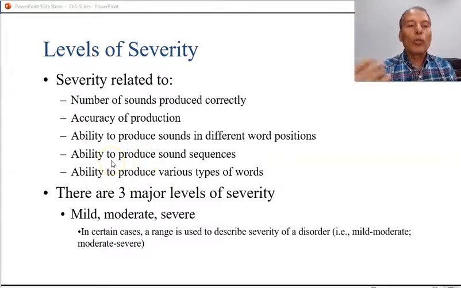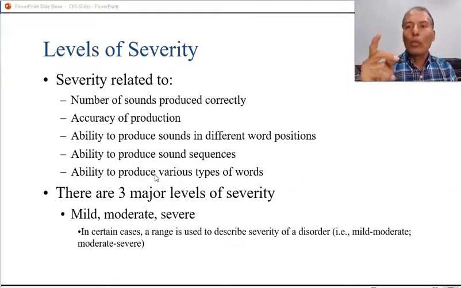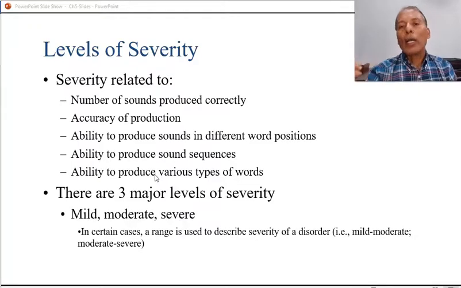So also we look at the ability to sequence sounds, to produce them in the right sequence. Is the person saying spaghetti or biscotti, for example, hospital or hopsital, for example. And then the ability to produce various types of words. So like monosyllabic words made up of one syllable, like cat, book, door. Or multi-syllabic words, words that have more than one syllable.